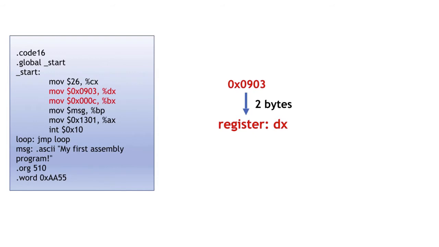Similarly, line 5, mov $0x0903, %dx, moves the data, which is the hexadecimal number 0903, to register dx. Line 6, mov $0x000C, %bx, moves the hexadecimal number 000C to register bx.